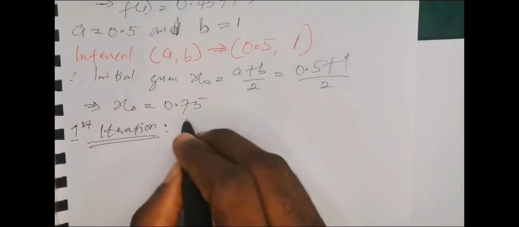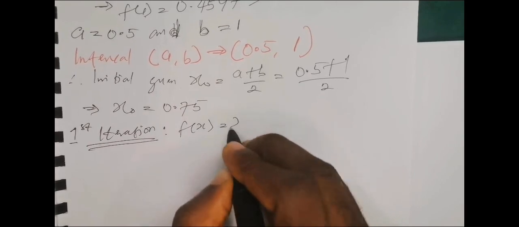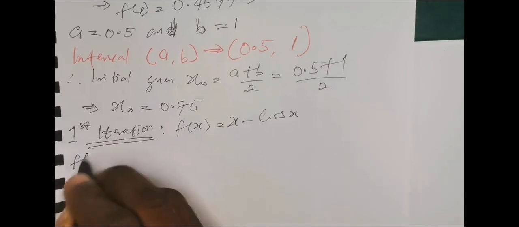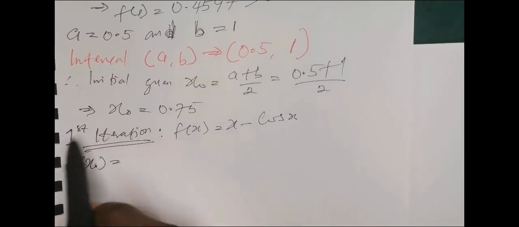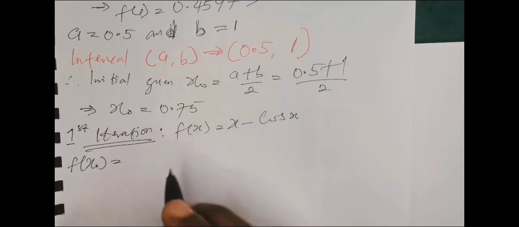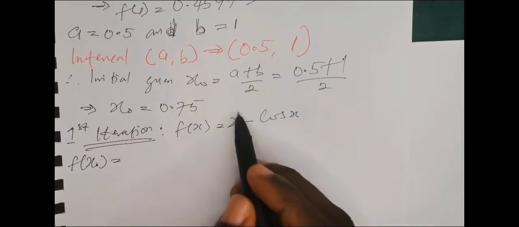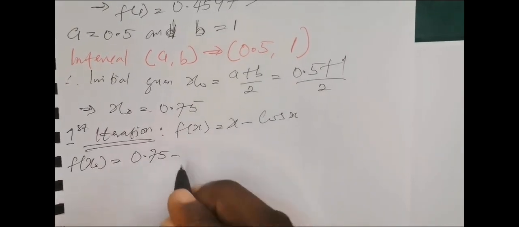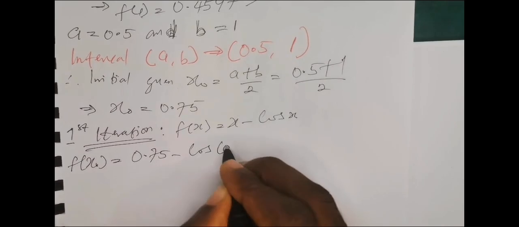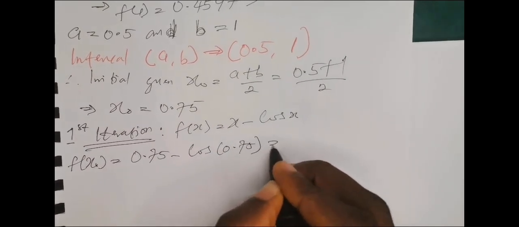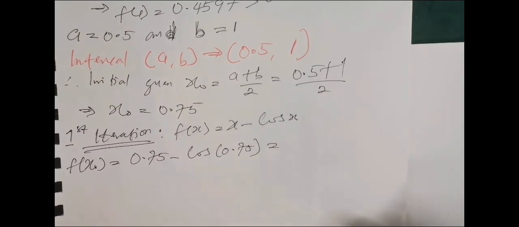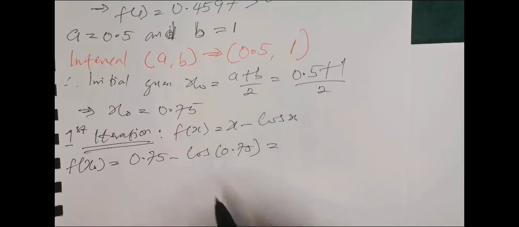Not forgetting the function f of s is equal to s minus cos s. So you simply find f of s0 by plugging the value of s0 in this function wherever you see s. So in place of this s, we have 0.75 minus cos 0.75. Don't forget to always put your calculator in radian when punching cos 0.75.